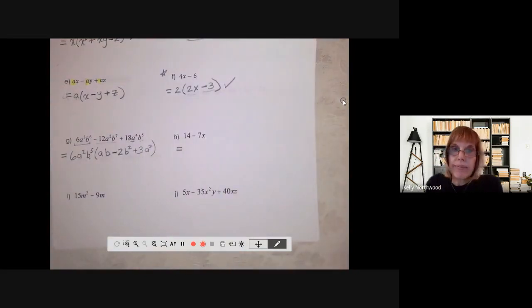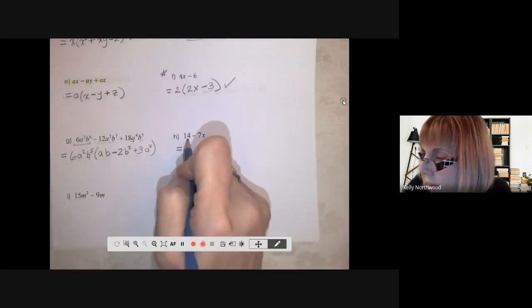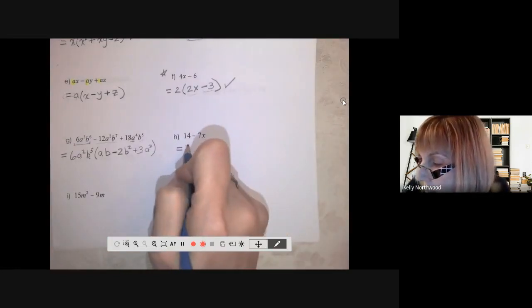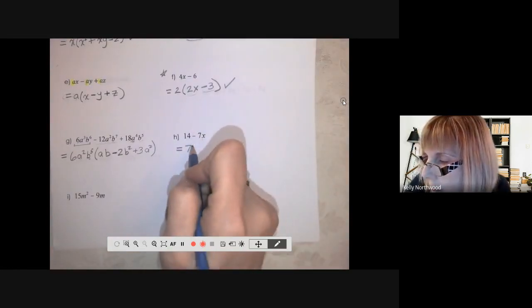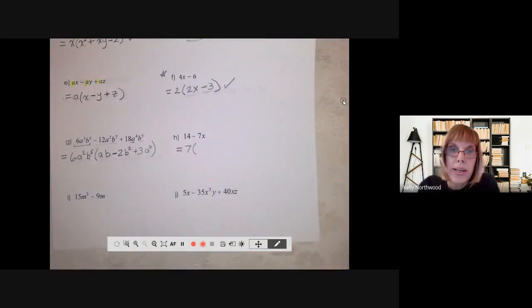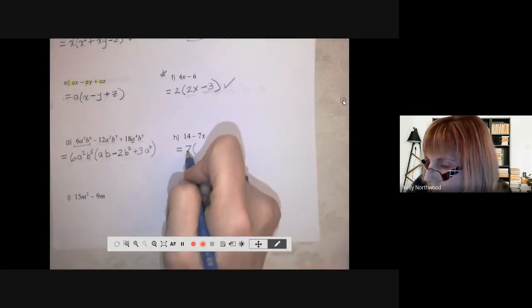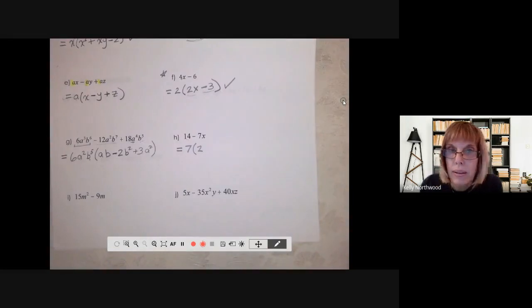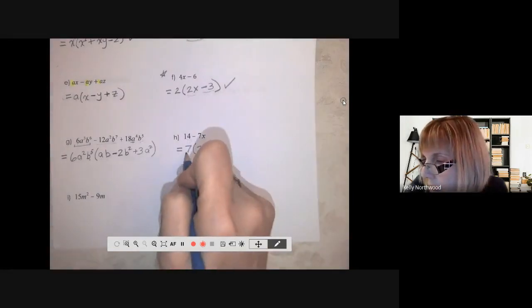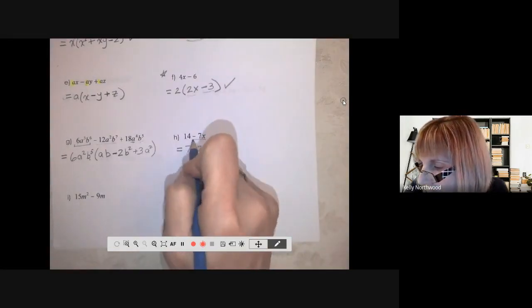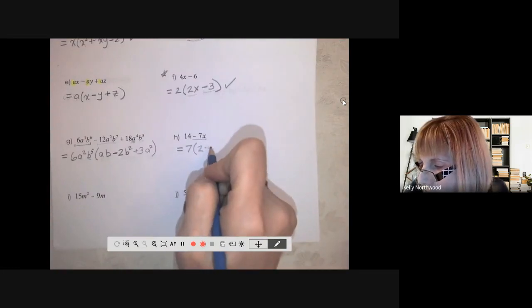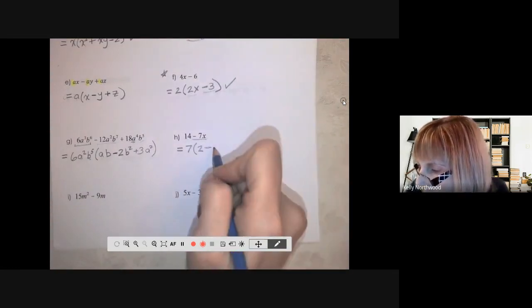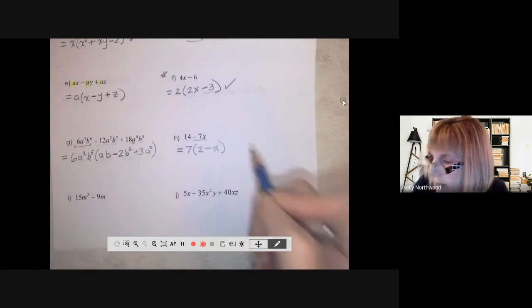For H, they have 7 in common, but X is only in 1 term, so 7 is going to be your greatest common factor. And then you think to yourself, what do I need to multiply 7 by to get 14? That's 2. What do I need to multiply 7 by to get negative 7x? So it's going to be negative 1x, but you just need to write that as negative x.